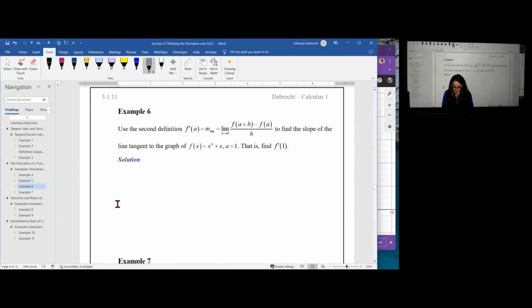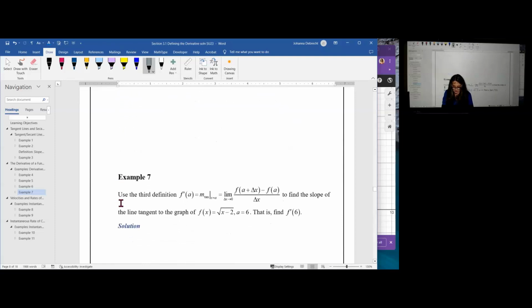For the next example, we have x squared plus x, and we want to use the same formula, f of a plus h minus f of a divided by h. In example 7, we want to try it with delta x. But keep in mind, delta x is just another way of writing h. It's no different. I want you to work out both of these on your own, then turn the video back on so we can compare our answers.